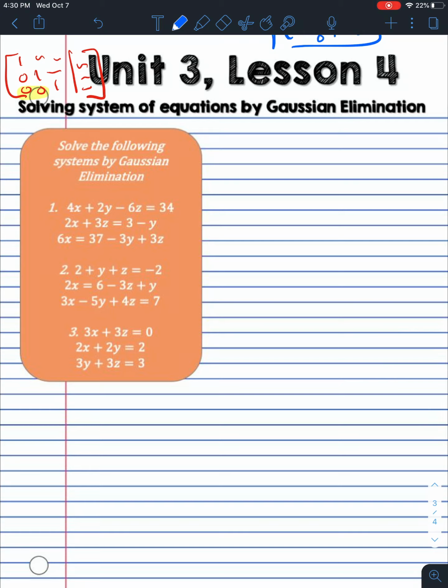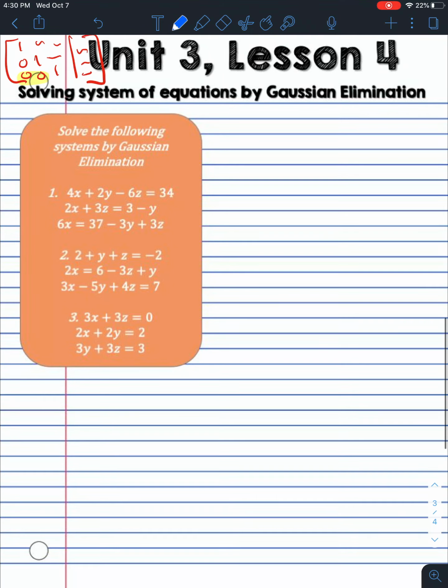Hey guys, okay, we're going to continue with lesson 4, and this is where we have three variables with 3 equations. Again, we're trying to get this in row echelon form, which means I have 1s in my diagonals and 0s in front of those numbers, okay? I don't really care what numbers are in the other positions.